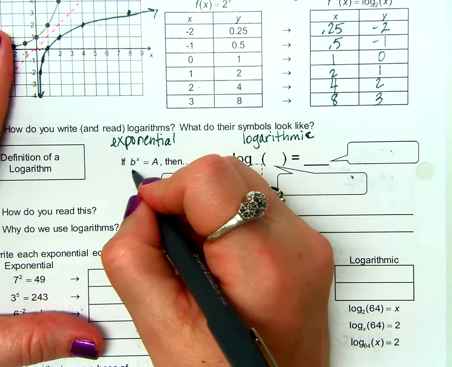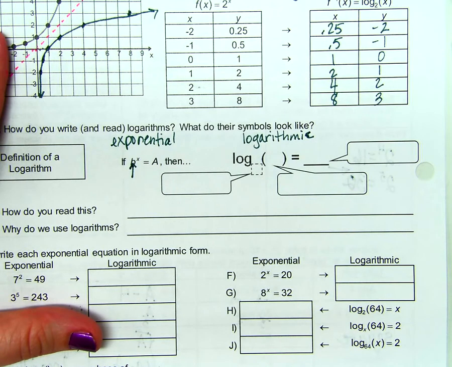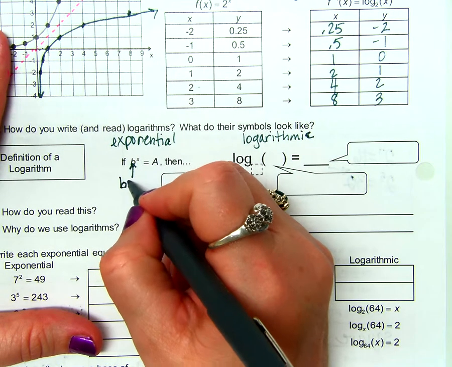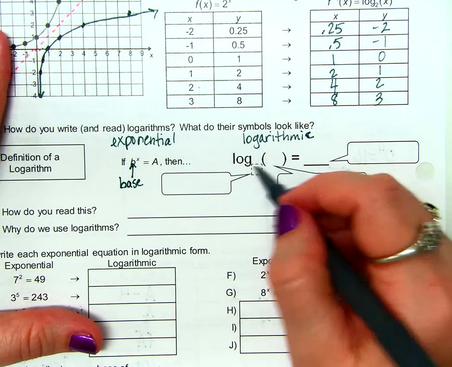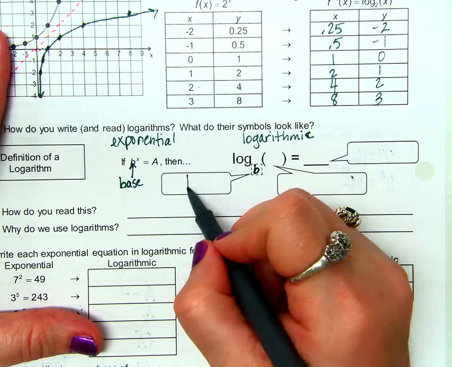Okay? What is this letter? What is that called in exponential form? The B. What is that called? It's the base, right? Over here in the logarithmic form, guess what it's called? A base.